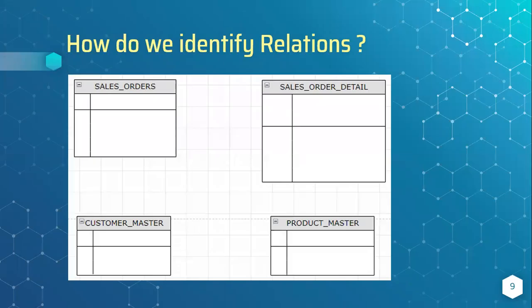Next, what is the relationship between the tables? How do we identify relations? Means we will identify relations by identifying the dependencies. For example, can we have sales without customers? No. So sales is compulsorily dependent on customers. We must create a relation between sales and customers.